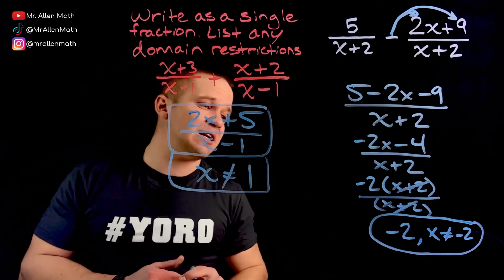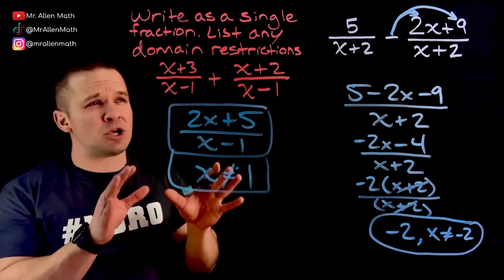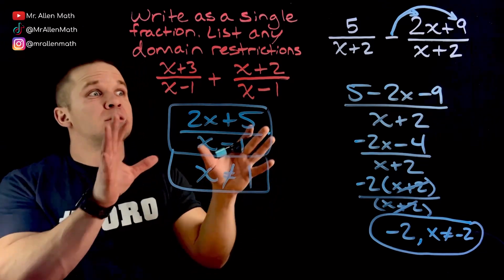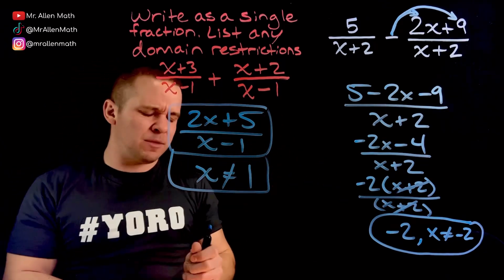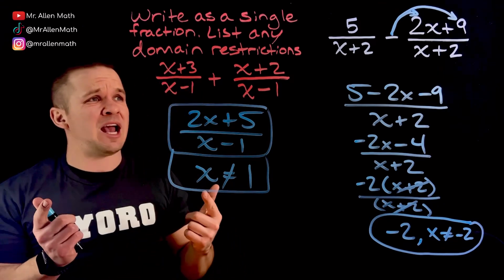This just simplified down to negative 2. It's not saying that x equals negative 2. So once you get into solving rationals, it can get a little bit confusing like that. This is a very rare case where that happens. All right, that's pretty awesome.